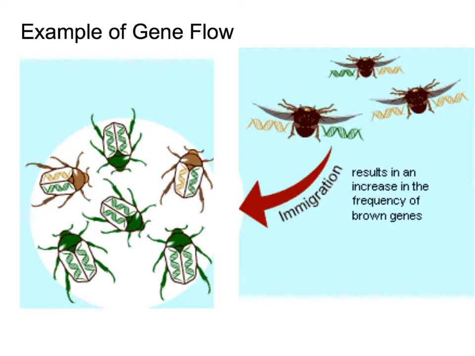Here's another example of gene flow. We have an original population of beetles on the left. These beetles have a very low frequency for the brown allele. We have an immigration event where 3 more beetles join the population. This group has a higher frequency of brown alleles. This is going to change our allele frequency in the current population, and it will also result in changes in the allele frequencies in the next generation of beetles.